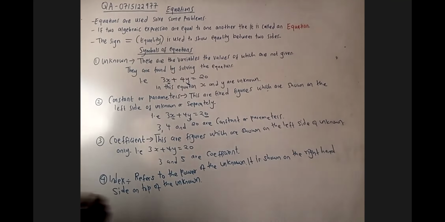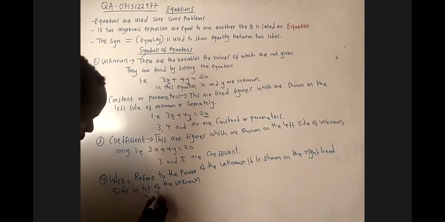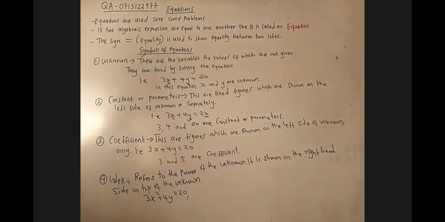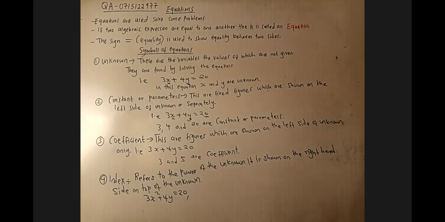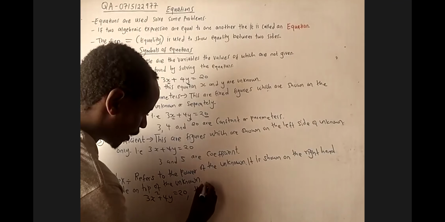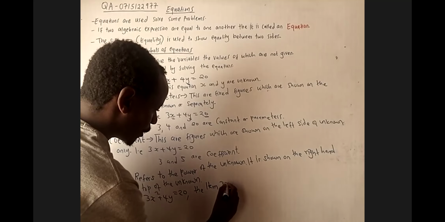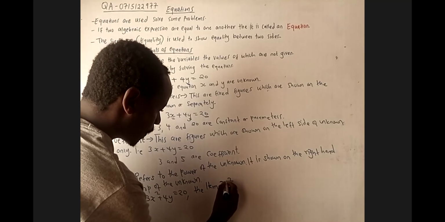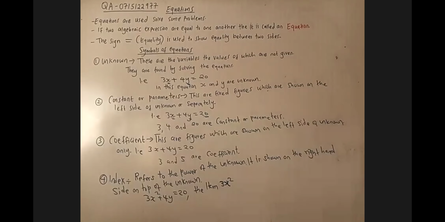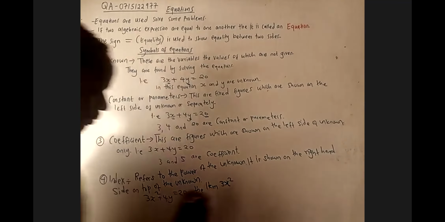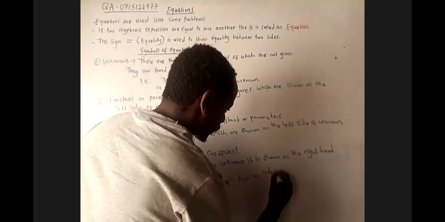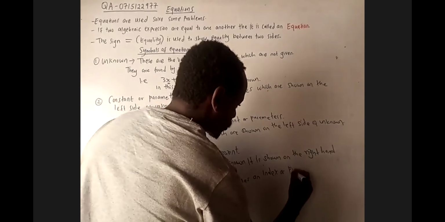Now, for example, we can say 3x squared plus 4y is equal to 20. Now, what's the index? The item 3x squared has an index or power of 2.